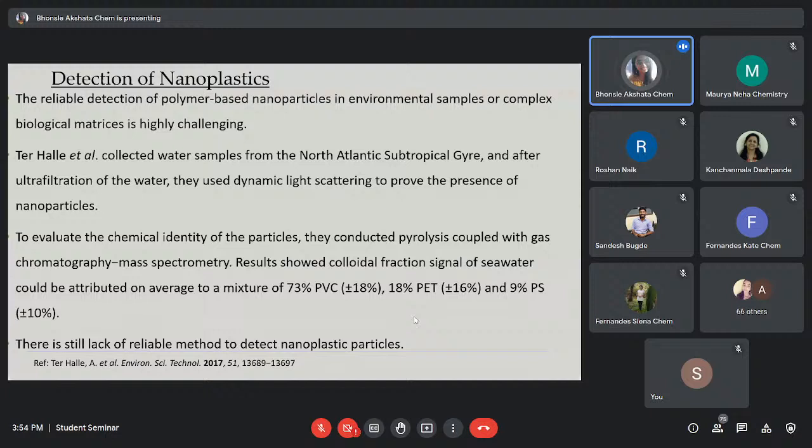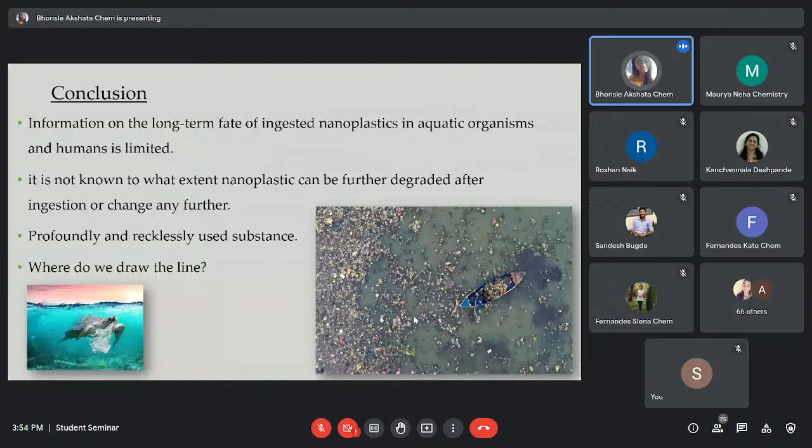But there is still a lack of a reliable method to detect nanoplastic particles. Coming to the conclusion, we know that information on the long-term fate of ingested nanoplastics in aquatic organisms and in humans is still limited. We do not know what happens to these nanoplastics when they enter the human body, the aquatic systems, or the bodies of various organisms. We still do not know to very fine clarity.